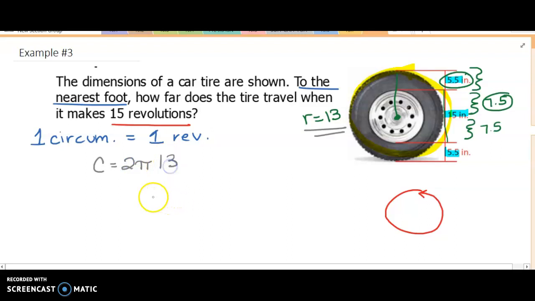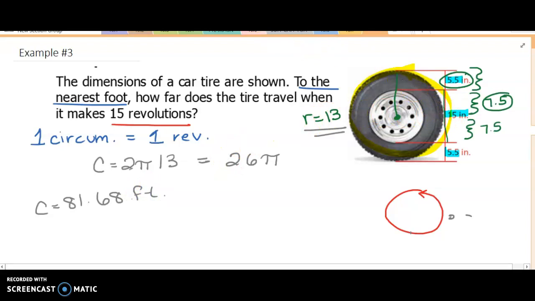My r is 13. So my circumference is 13 times 2, which is 26 pi. And if I put that in my calculator, it wants us to round to the nearest foot. So 26 pi gives me roughly 81.68. So my circumference is 81.68, and that is what, feet?